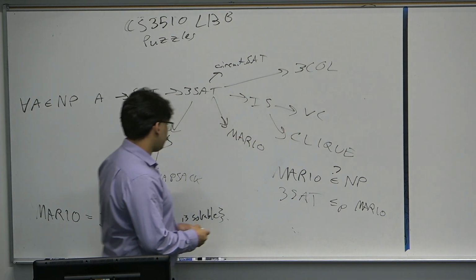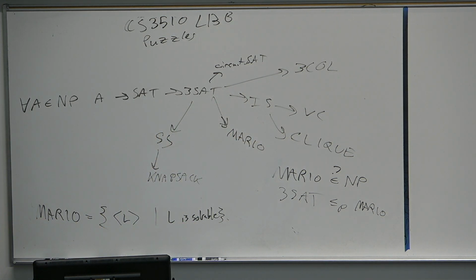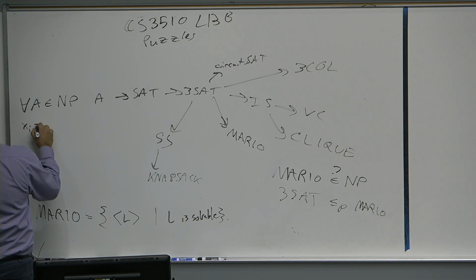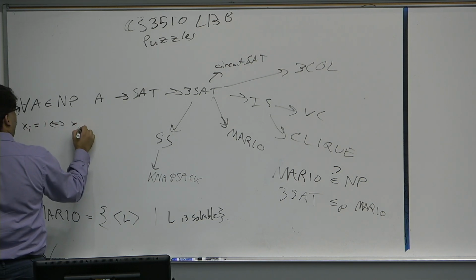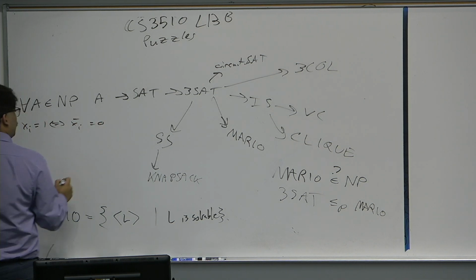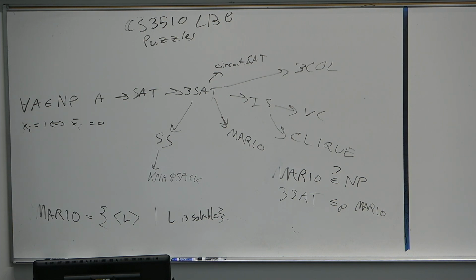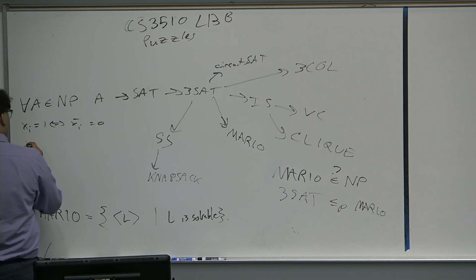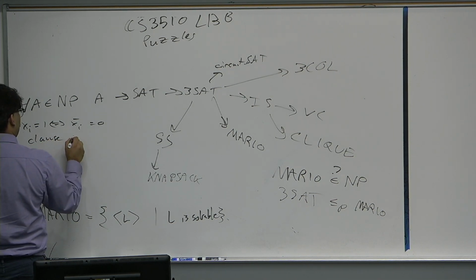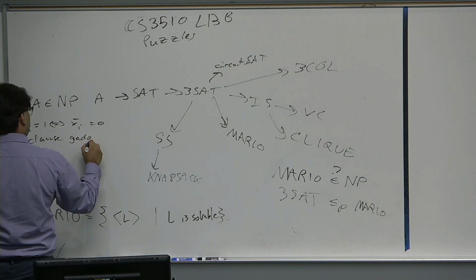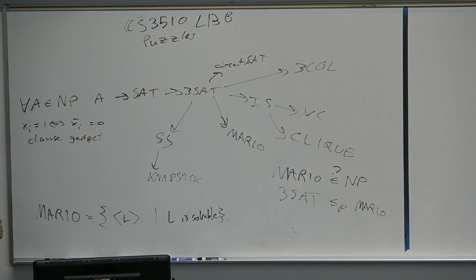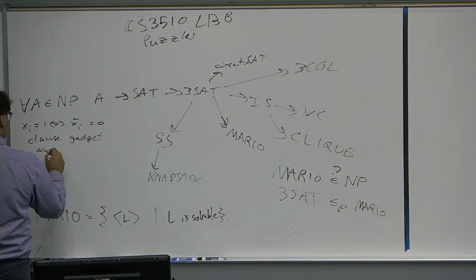So again, we need three things-ish. We need some kind of part that says xi is 1 if and only if not xi is 0. We also need to force each variable to be assigned, and no variable can be both true and false, so they must be exactly 1. We also need a clause gadget of some kind, and we need some kind of AND mechanism.